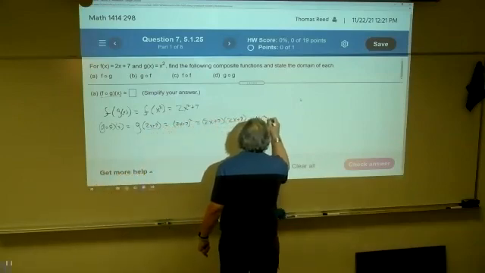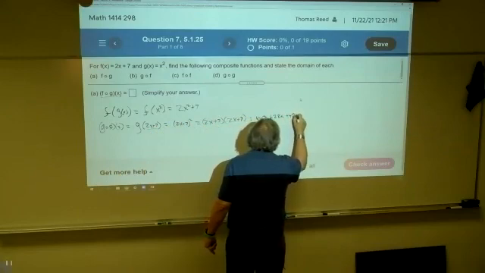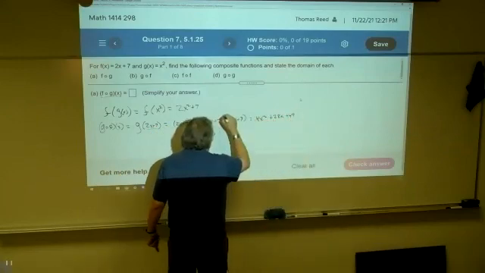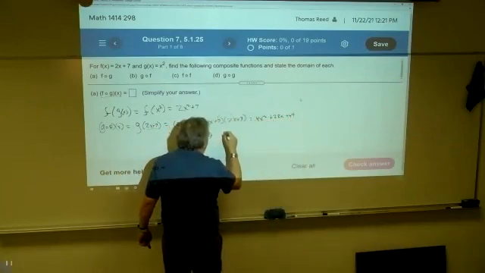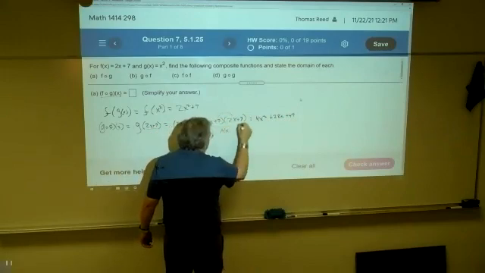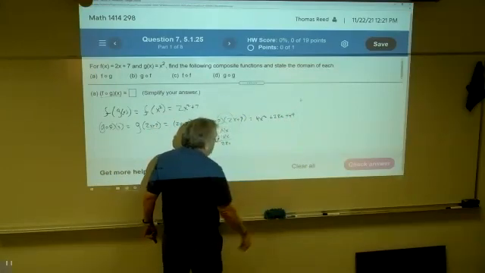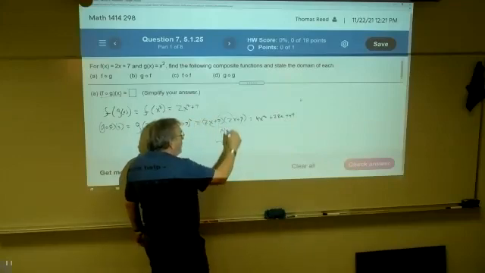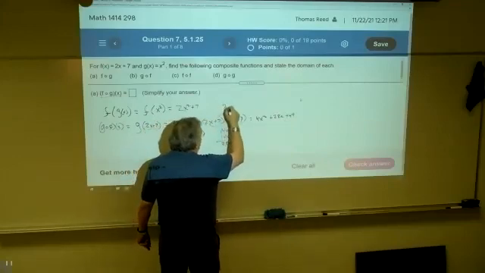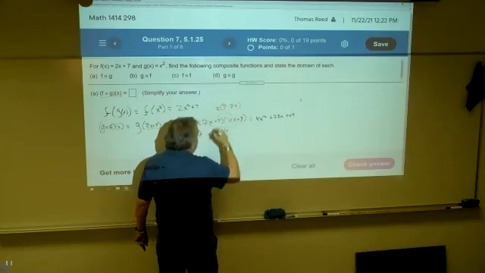So we get 4x squared plus 28x plus 49. How did I get 28? Well, 7 times 2x, 14x, 2x times 7, 14x, combine them, 28x. Boom. Or 7 times 2x being doubled.